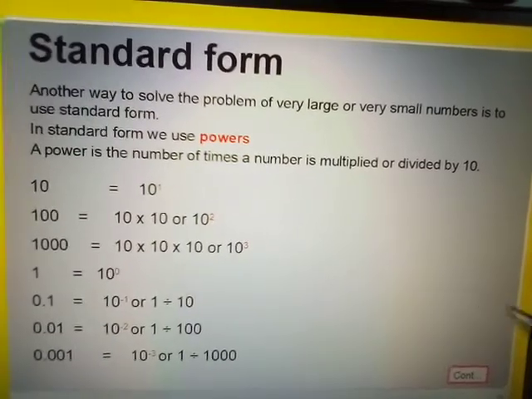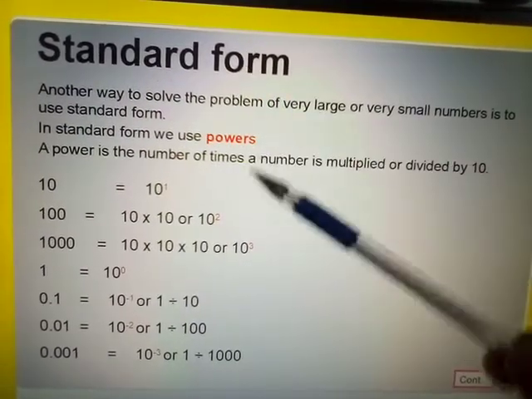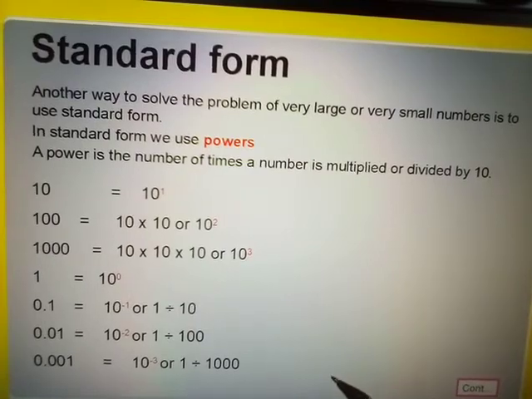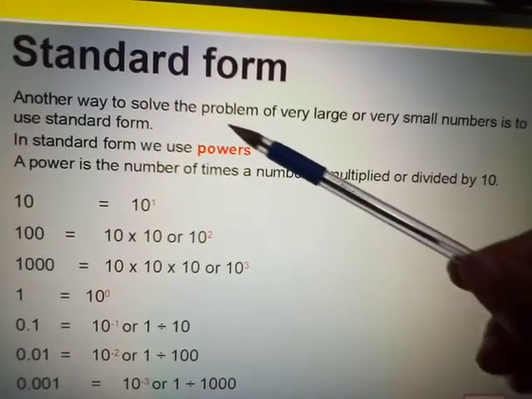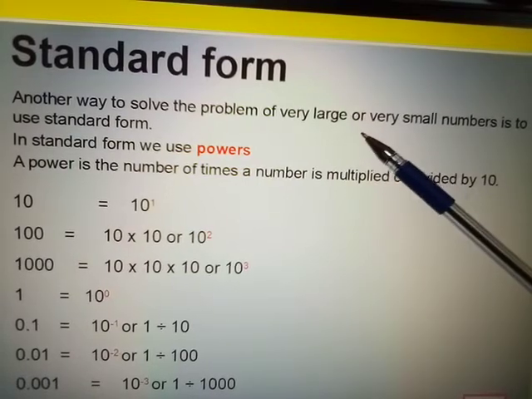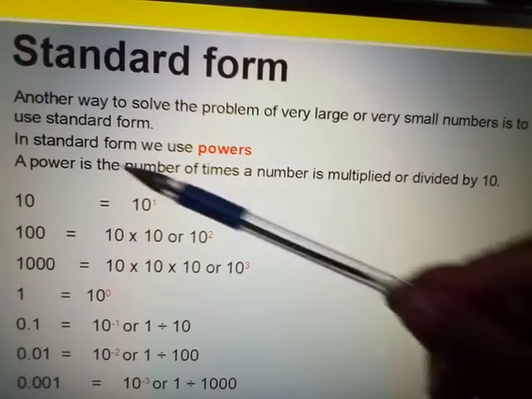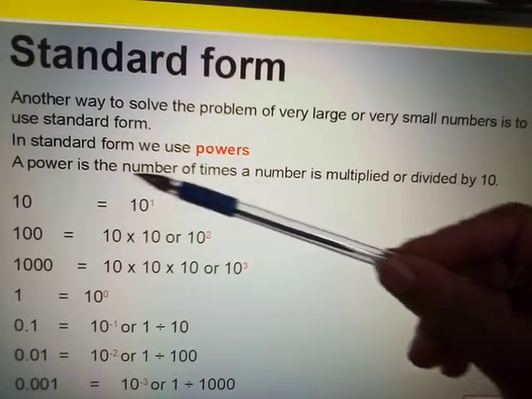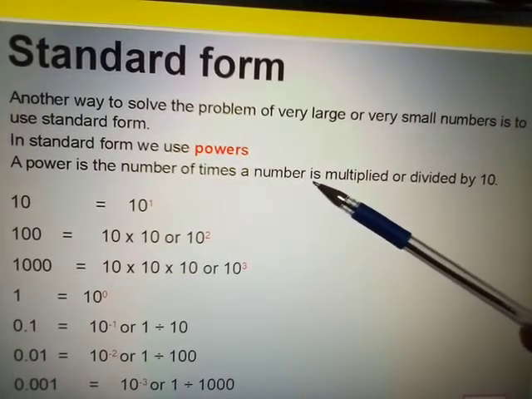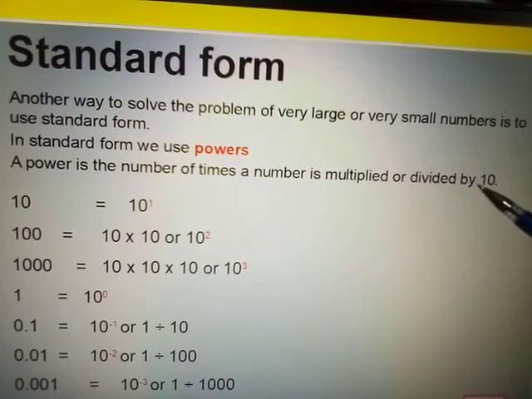Now here we have something called standard form, and another way to solve the problem of very large or very small numbers is to use standard form. In standard form we use powers. A power is the number of times a number is multiplied or divided by 10.